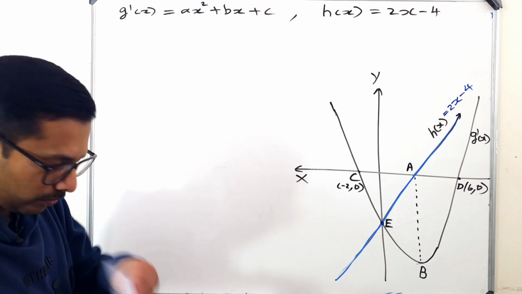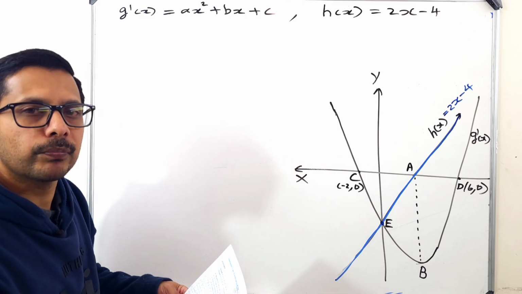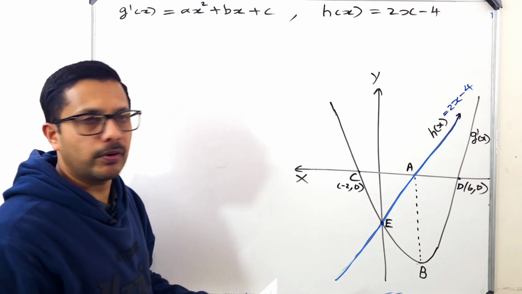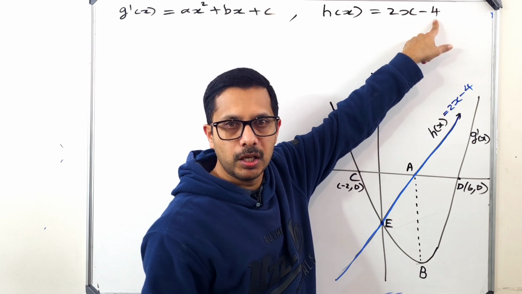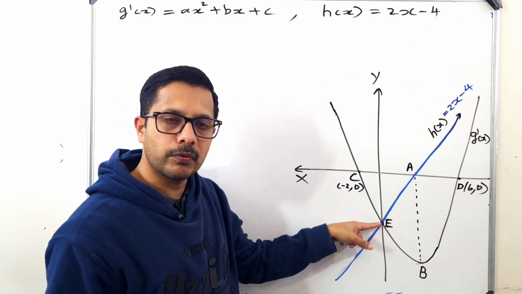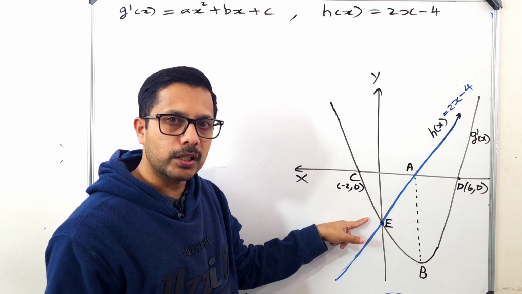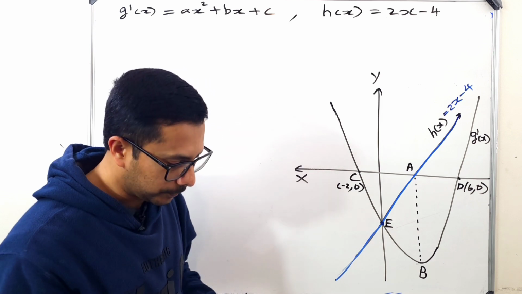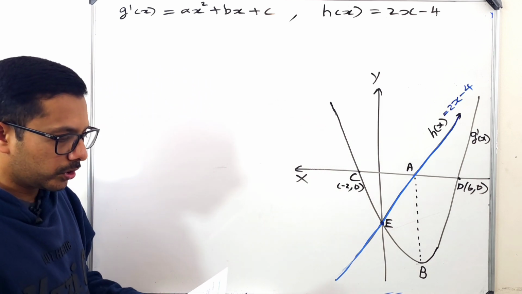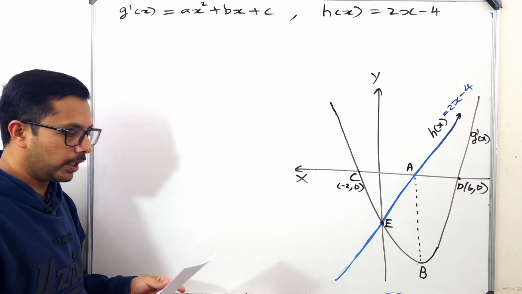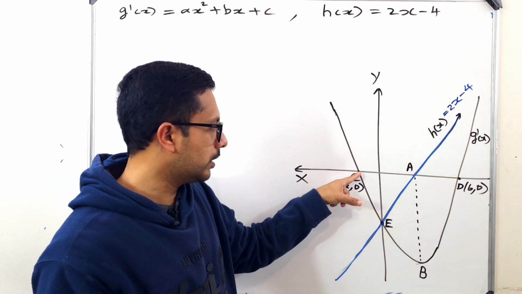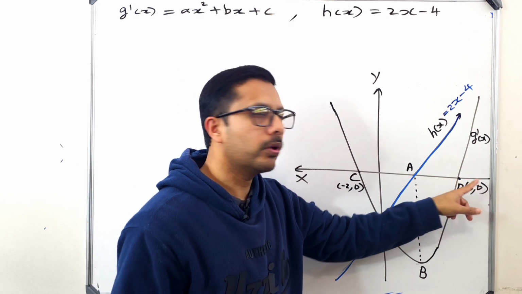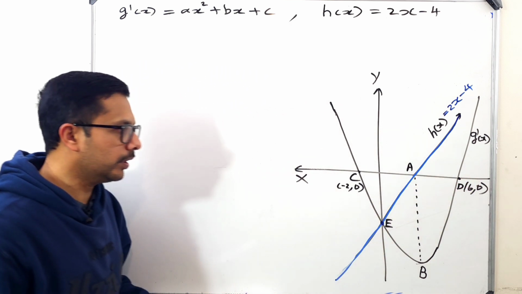Okay, we already know the y value of E, because in 2x minus 4, this minus 4 stands for the y-intercept. So at this point, what is our E value? Y value here is minus 4. Okay, C (minus 2, 0) and D (6, 0) are the x-intercepts of g dash of x. So this is g dash of x, and these C and D coordinates are given, minus 2 and 6.